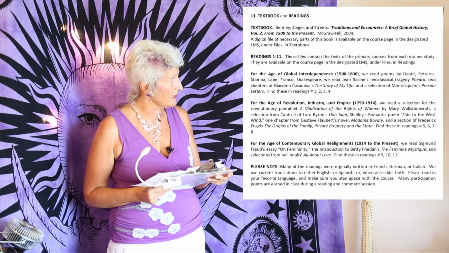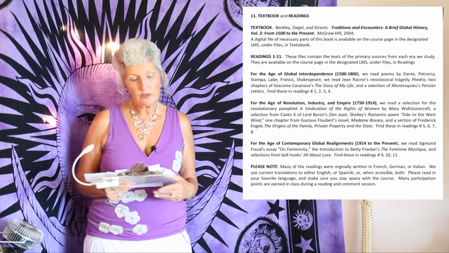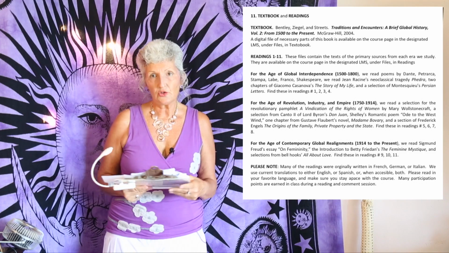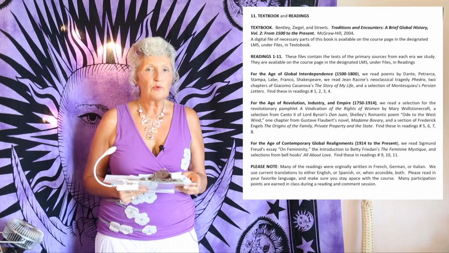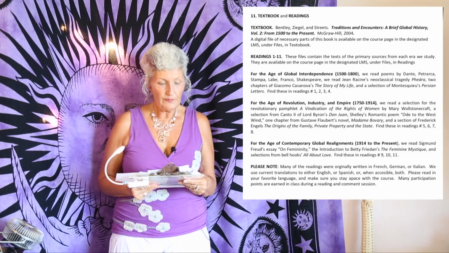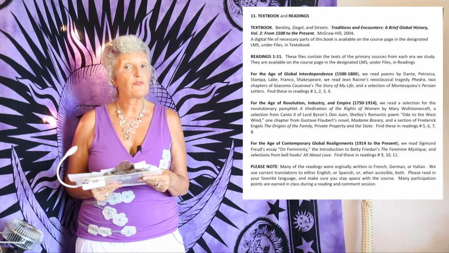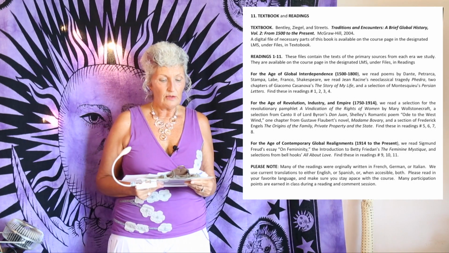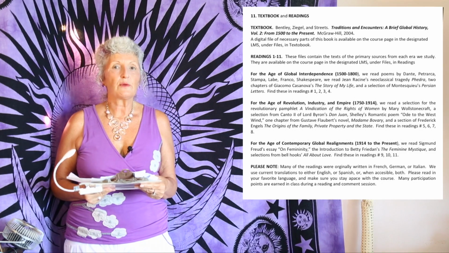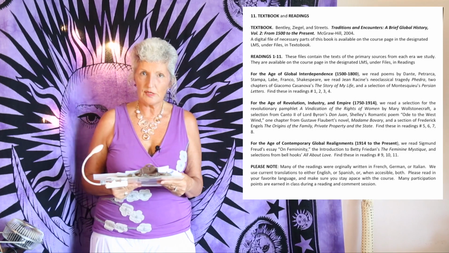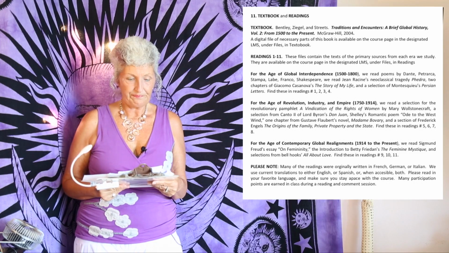Finally, the third age we will be focusing on is the age of global realignments, or basically the 20th century. We have three readings for that age. One is Sigmund Freud's essay on femininity. The other one is the introduction to Betty Friedan's The Feminine Mystique. And finally, we have excerpts from our contemporary author, bell hooks, from her book entitled All About Love.